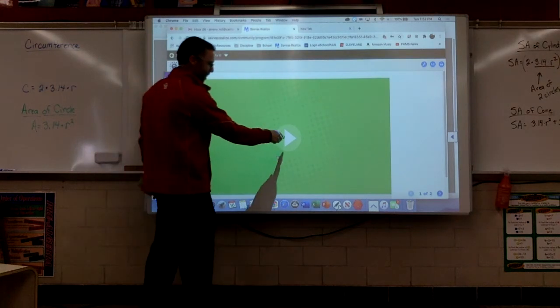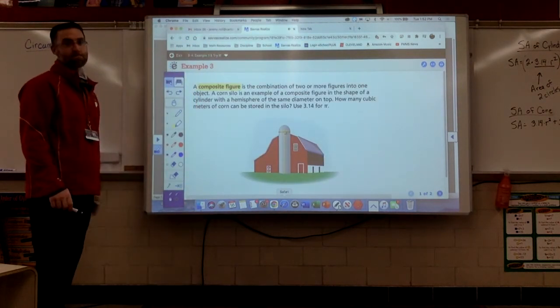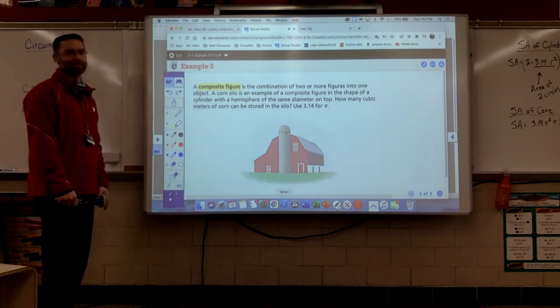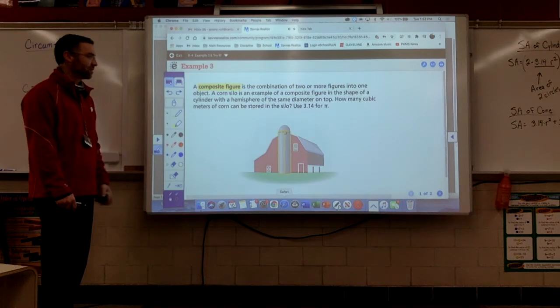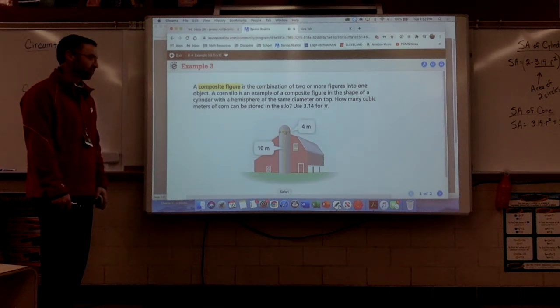A composite figure is the combination of two or more figures into one object. A corn silo is an example of a composite figure in the shape of a cylinder with a hemisphere of the same diameter on top. How many cubic meters of corn can be stored in the silo? The height of the cylinder is 10 meters, and the diameter is 4 meters. Use 3.14 for pi.